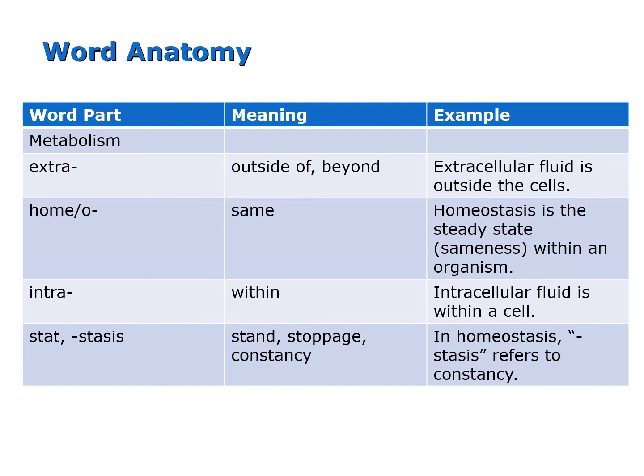Extra means outside of or beyond, as in extracellular fluid, which represents the fluid on the outside of the cells. Home or homeo means the same, as in homeostasis, that is that steady state that an organism likes to be in. As opposed to extra, we have intra, which means within, as in the intracellular fluid that is present inside the cells. Stat or stasis means consistency or a standing, as in homeostasis.